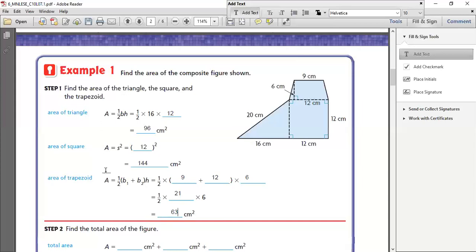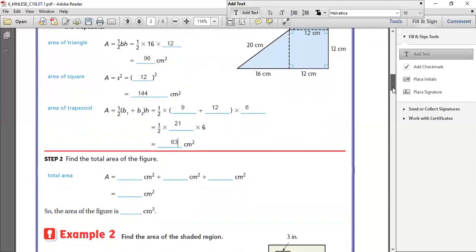Fine. Now we have found the area of all the figures which make up the composite figure. So now what's the final step? Add them all up. Let's start with the first one, which is the area of the triangle. It's 96 square centimeter. What's the area of the square? It's 144 square centimeter. And what is the area of the trapezoid? That's 63 square centimeter. So you need to add all of them up and then write the answer.